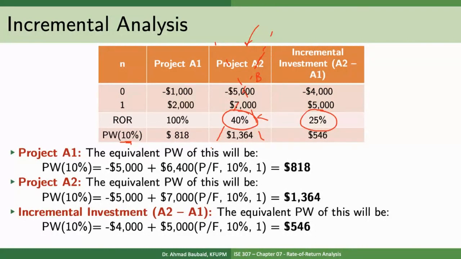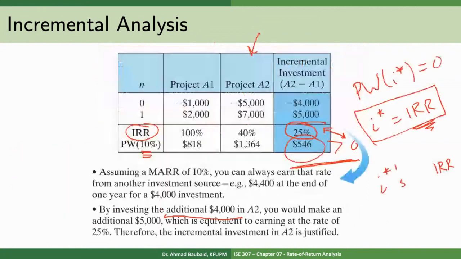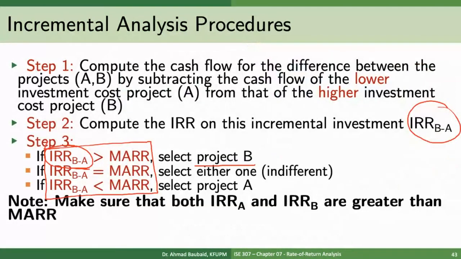So you can filter out, if you're given 3, 4, 5 options, and immediately you notice that one option has a rate of return that is less than the MAR, you can immediately exclude it from further analysis, okay? That's why I'm adding this step, this check here. So just make sure that individually the projects have a rate of return that is greater than the MAR.